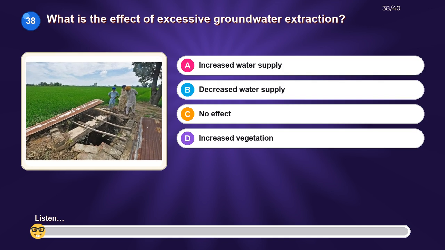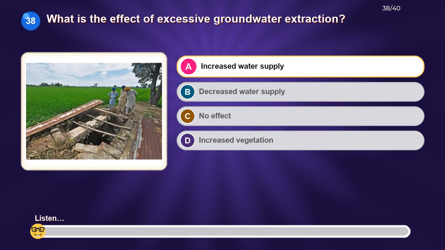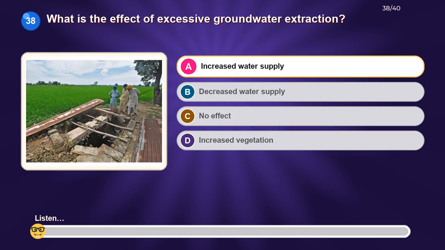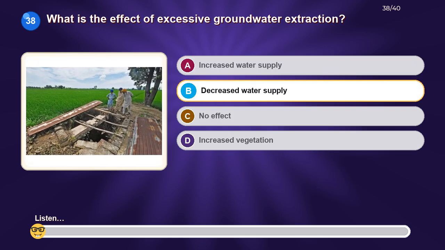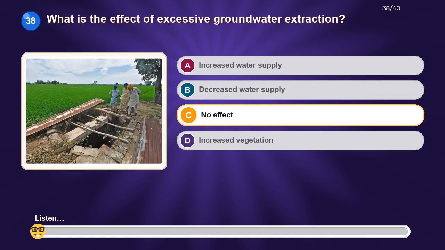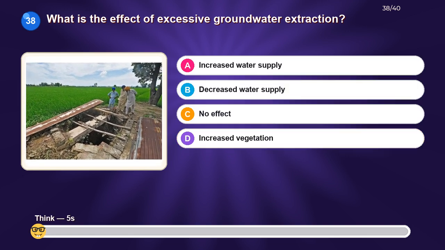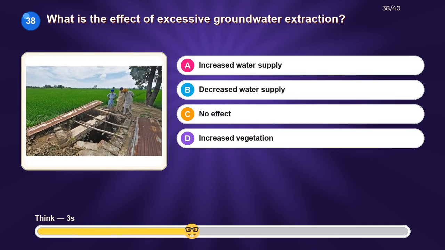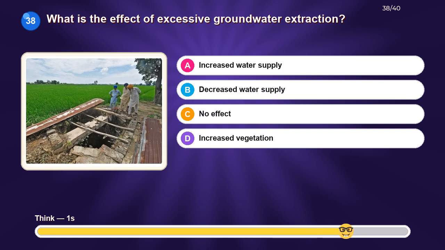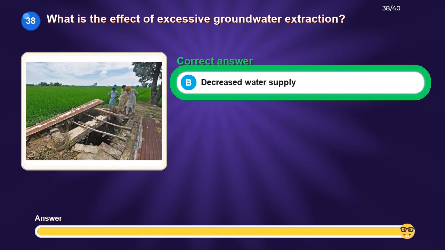What is the effect of excessive groundwater extraction? Option A, increased water supply. Option B, decreased water supply. Option C, no effect. Option D, increased vegetation. The correct answer is, decreased water supply.